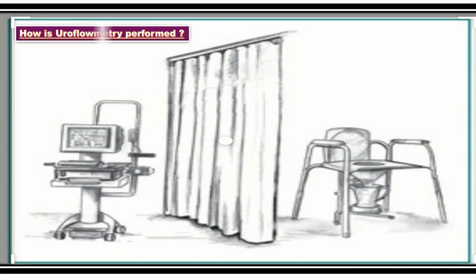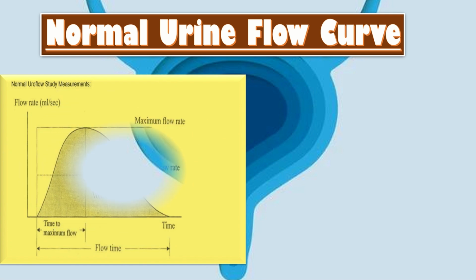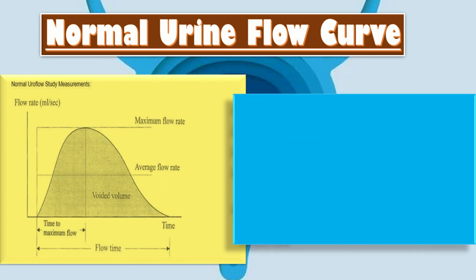How is uroflowmetry performed? In this procedure, the patient is asked to drink water until feeling ready to pass urine, then empty the bladder on the uroflowmeter. A graph of flow rate in ml per second against time in seconds is recorded. Normal urine flow curve is like this. As you can see here, the uroflow pattern is bell-shaped.